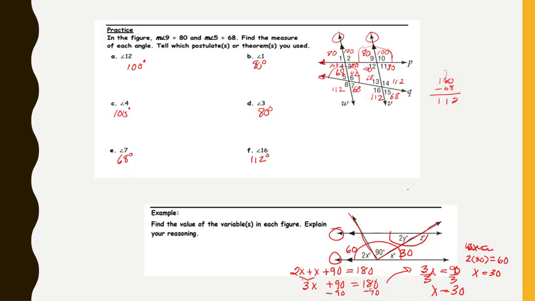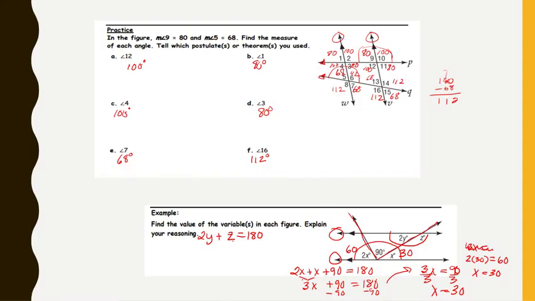So let's do this one. 2y. Oh, that's a y and a z. Plus z is 180. Okay, but notice my variables are not like, so I've got to do something different.